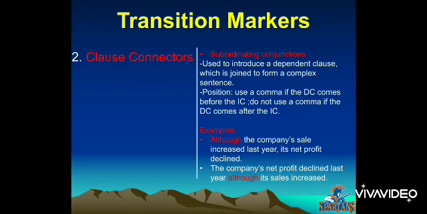Although the company's sales increased last year, its net profit declined. Although here is a subordinating conjunction; it begins the dependent clause. Since this is a complex sentence that begins with a subordinating conjunction, it should be followed by a comma. The second example: the company's net profit declined last year, although its sales increased. Now the dependent clause follows the independent clause, so we are not supposed to use a comma here.